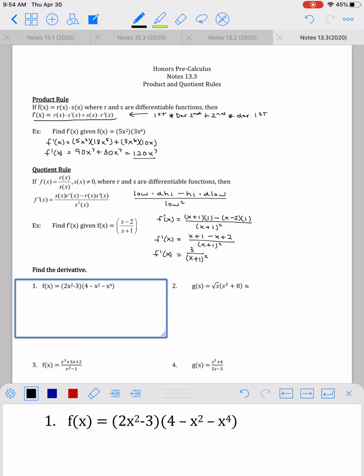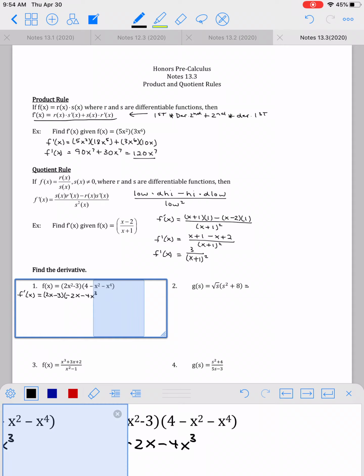Okay, so this one we're going to use the product rule. This one you'd have to decide, is it worth it to do the binomial times a trinomial and get a polynomial, or do you want to use the product rule? That's really up to you. I'm going to use the product rule. So looking at that, we're going to write down our first one, which is 2x minus 3. We're going to multiply it by the derivative of the second, which is negative 2x minus 4x to the third.